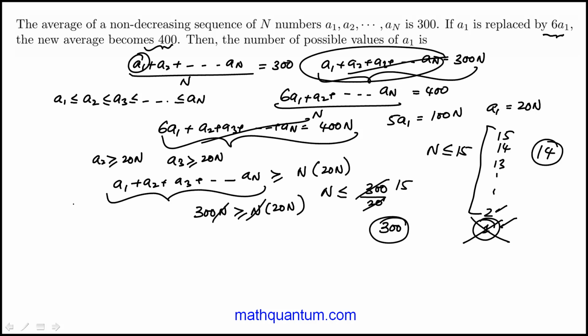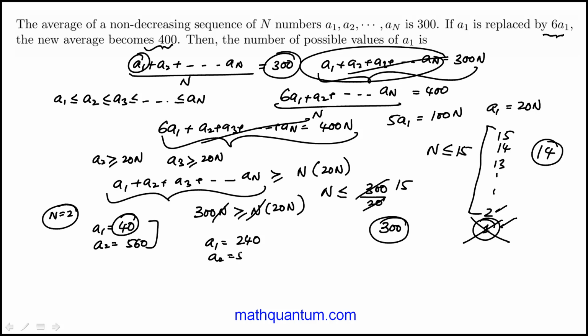If you want to see this with an example, let's say n is 2. A1 would be 20n, which would be 40. A2 would be 560, because their average is 300. Now, if I increase this to 6 times that, so now A1 is 240, A2 is 560, and if you add them, that's 800. The average is 400, so we do satisfy that second condition. And that will also be the case with 3, 4, 5.